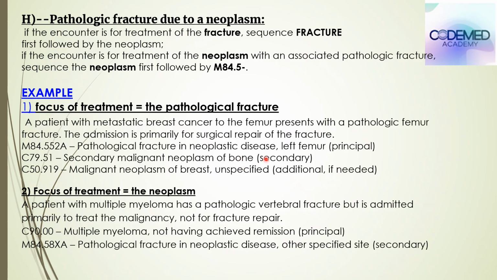Now, if the focus of the treatment is the neoplasm: a patient with multiple myeloma has a pathological vertebral fracture but is admitted primarily to treat the malignancy, not for the fracture. Then in that case, we will code the multiple myeloma not having achieved remission. That will be my first code, followed by the pathological fracture in neoplastic diseases, other specified site. So this will be my sequence as long as the treatment is directed toward the neoplasm.